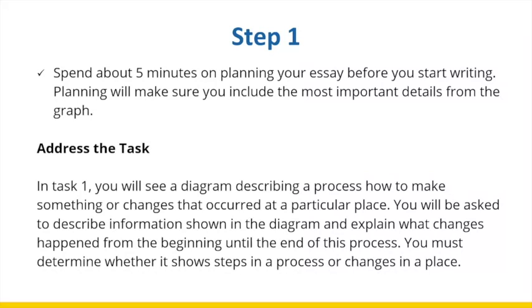But anyways, let's go ahead and talk about addressing the task and what it means. In task 1, you'll see a diagram describing a process, how to make something. It can be how to make a phone, how to build a phone, or how to make coffee, or how to make a plane. You might see different diagrams, and some of them might look a little bit crazy too, but you have to determine whether you have a process, how to do or how to make something, or you have changes that occurred at a particular place.